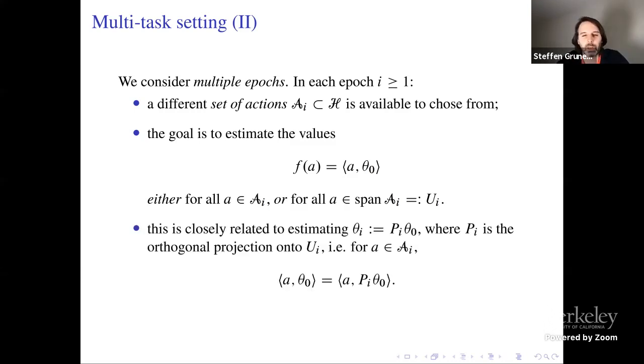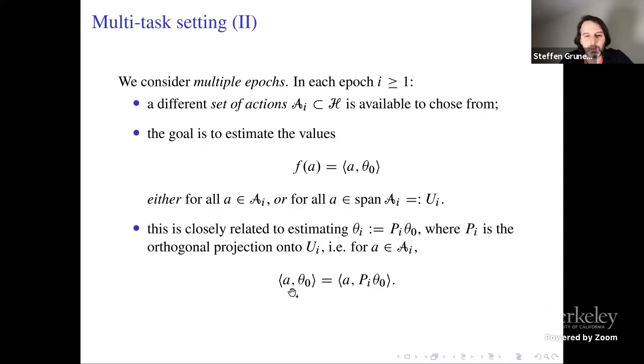This is obviously quite closely related, pretty much the same as trying to estimate the projection of theta_0 onto the subspace U_i. I will call this the projection operator, generally denoted here with P_i. These are orthogonal projections onto the subspace U_i. And the parameter that corresponds to my design point set in epoch i will be denoted with theta_i. So this is simply the orthogonal projection of my big theta_0 onto my potentially small subspace, which corresponds to my current epoch.